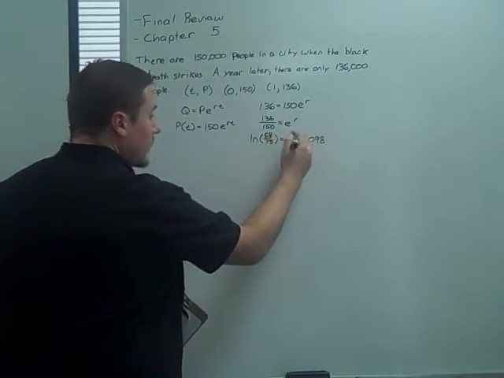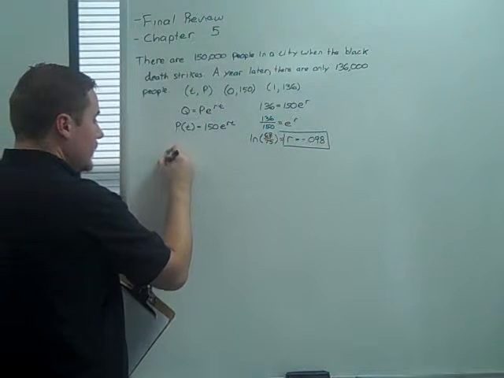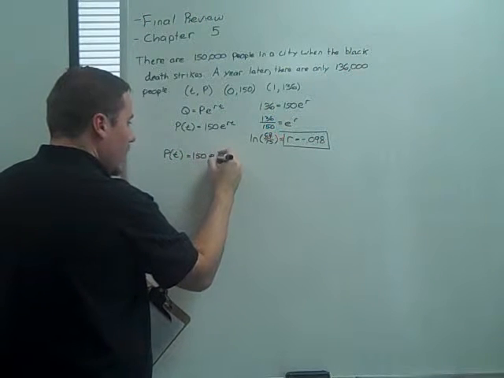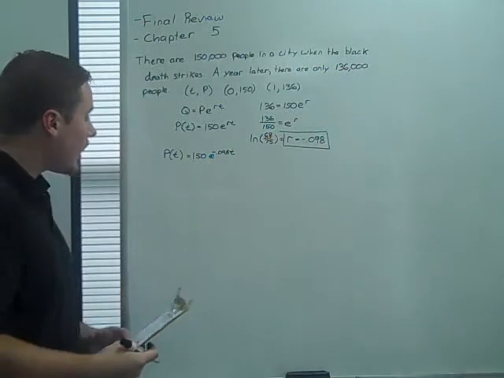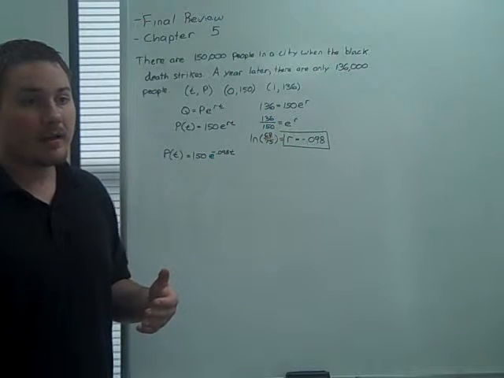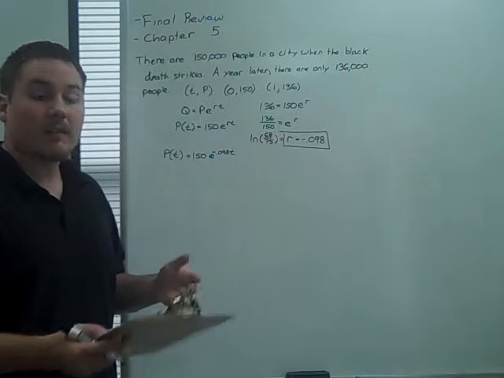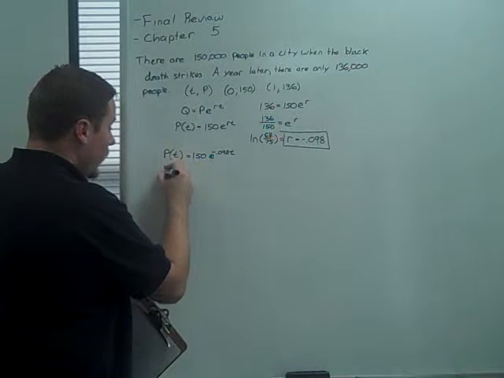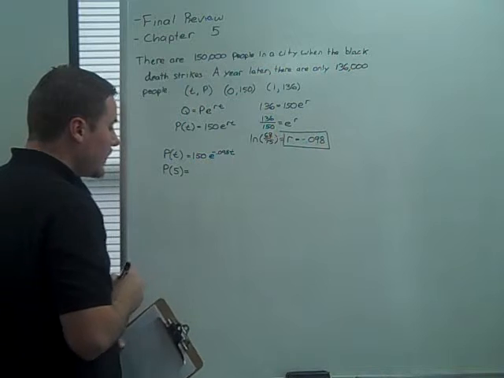So I'm going to take this number, this rate, and then use it in my P of t equation. My P of t equation is now going to be 150 e to the negative 0.098 t. And with this, I can either solve for time, like when will there be a certain population, or I can do what is requested in the problem, find out a population at a given time. So they want to know what the population is in 5 years. Function notation, that would be p of 5.